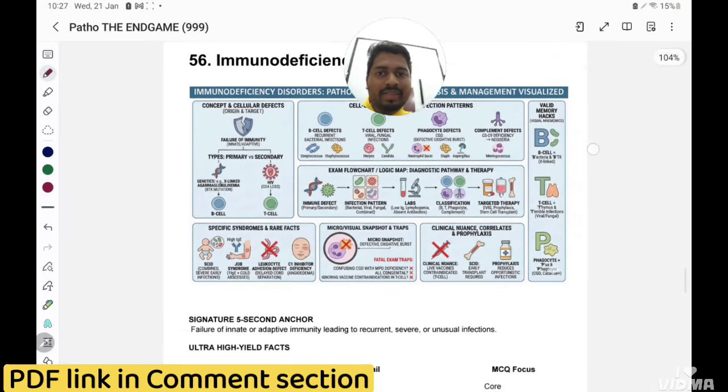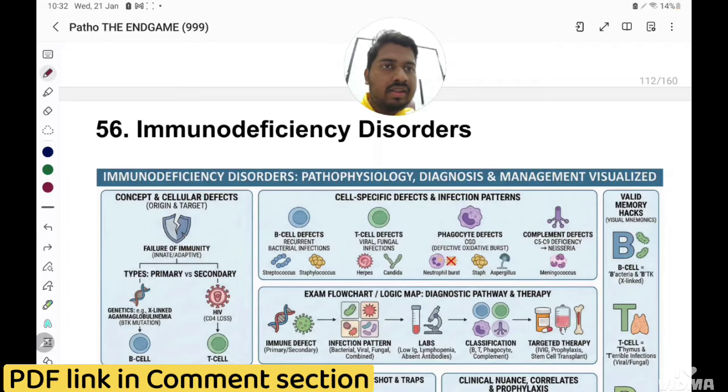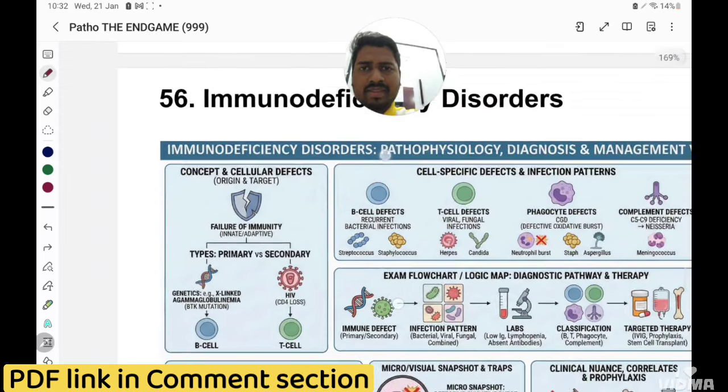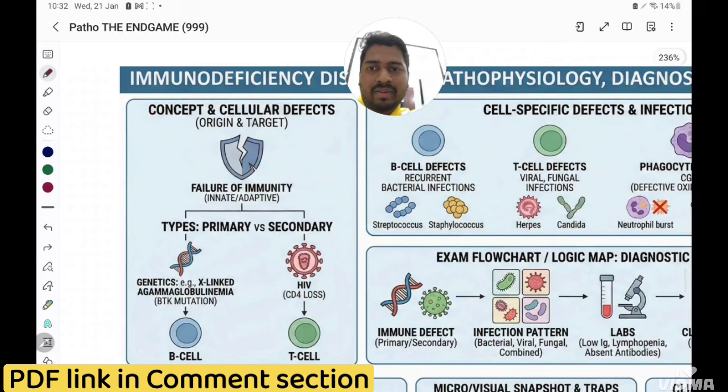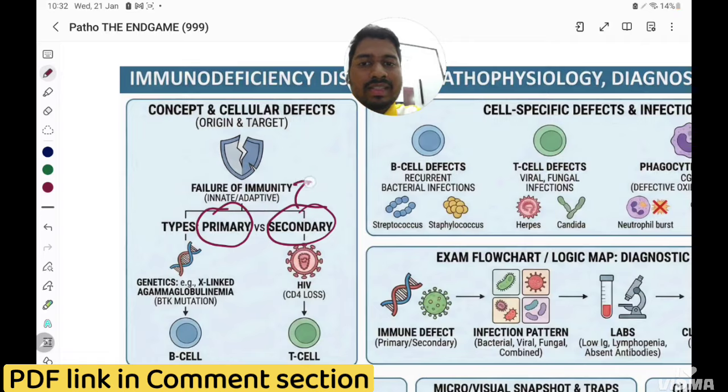So next we'll go to immunodeficiency disorders. Immunodeficiency disorders, basically it is failure of the immunity to clear the microorganisms. It can be of two types. Primary, where the cause is some genetic or underlying defect already. Secondary is where there are other causes, other than primary. Like for example, in HIV, in chronic steroid use, because steroids are immunosuppressants.